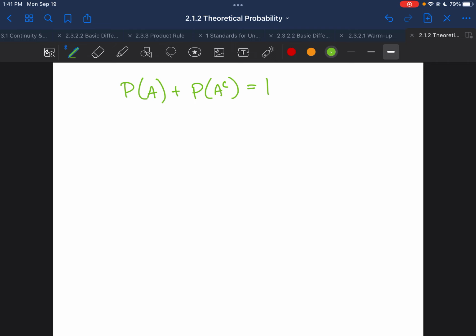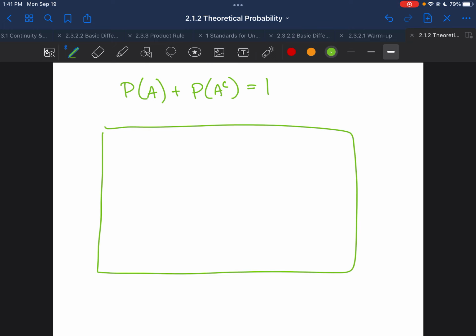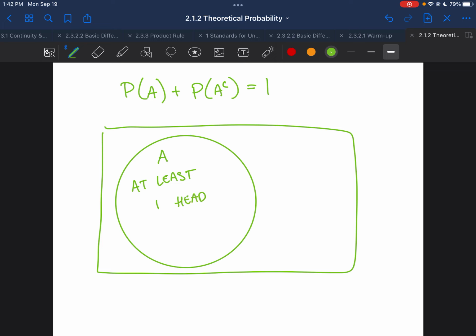So the example we have here is, let's consider the experiment of tossing a coin, okay? So let's say we toss 2 coins. So when 2 coins are tossed, and let's say we have this space. This is our sample space, and event A is a circle in my sample space. And event A is that we get at least 1 head.